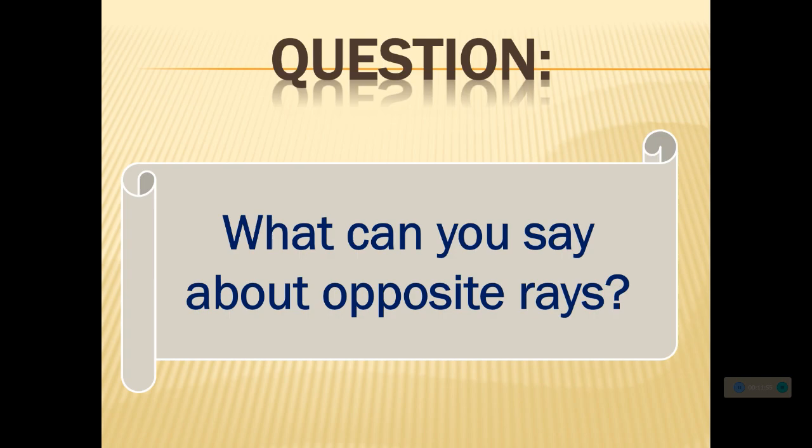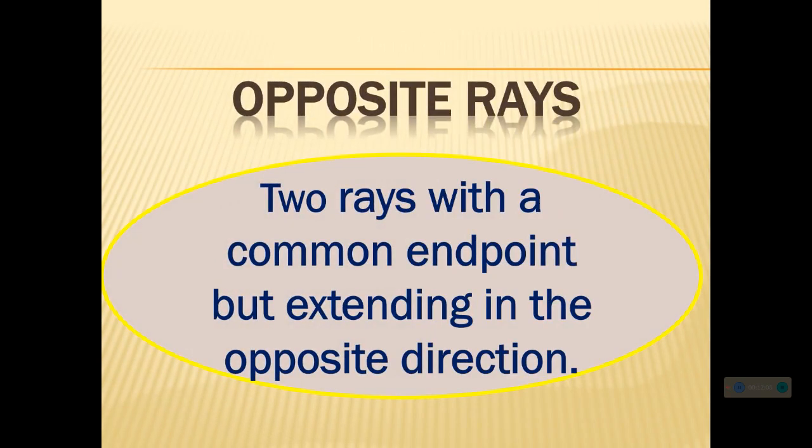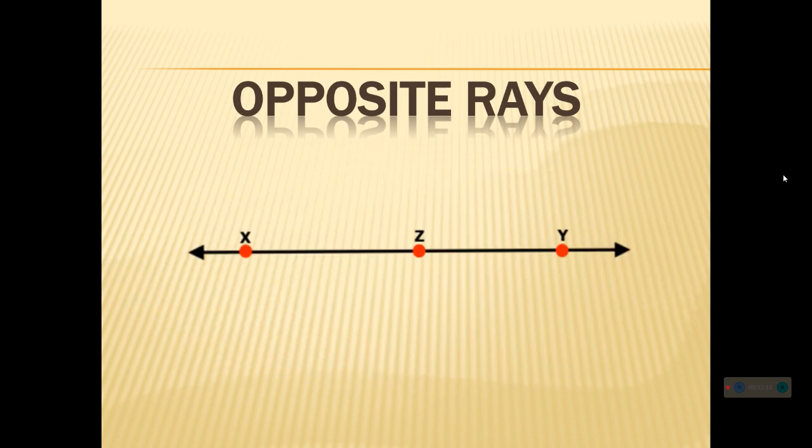Okay? So we have already discussed the rays. When we say opposite rays, they are two rays with a common endpoint, but extending in the opposite direction. So how should it be? Two rays with a common endpoint. Here, the opposite rays are ray ZX and ray ZY. The common endpoint of these opposite rays is point Z. Did you get it?